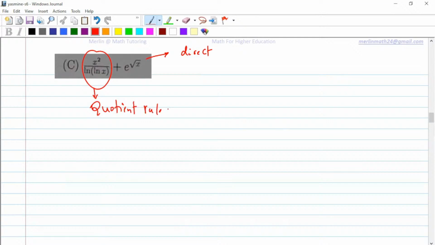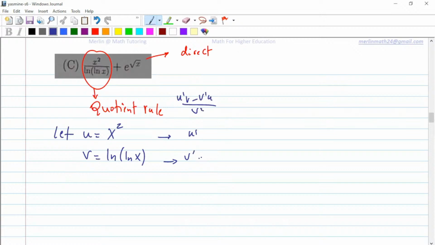Quotient rule. So I want to say which one is u, which one is v. So we'll say let u equal, let v equal. So u is the upper numerator, and this is the denominator. Okay? So I need to find u prime, I need to find v prime. Then I would put the quotient rule, which is u prime v minus u v prime over v square. Go ahead.